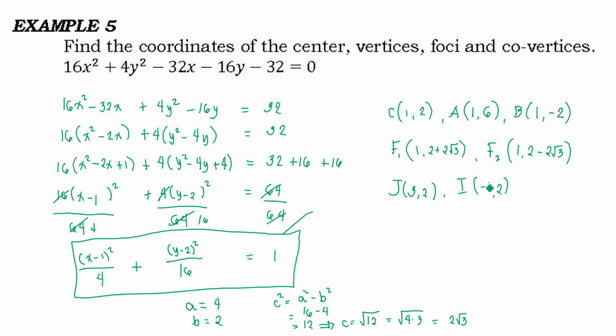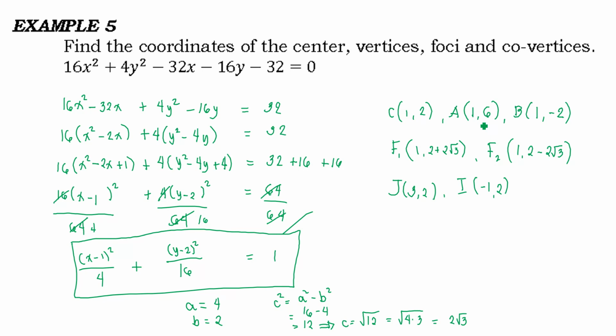We have the center of 1, 2, our vertices 1, 6 and 1, negative 2. The foci would be 1, 2 plus 2 square root of 3, and 1, 2 minus 2 square root of 3. And then we also have our co-vertices 3, 2, and negative 1, 2.